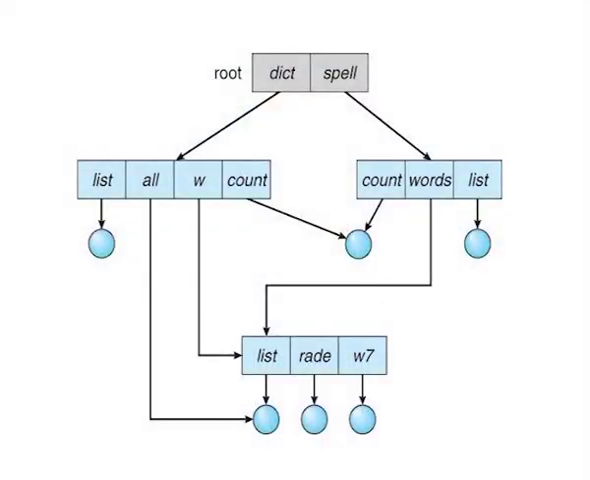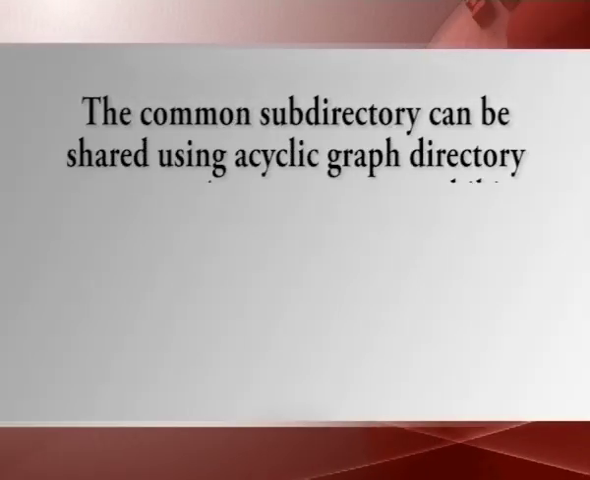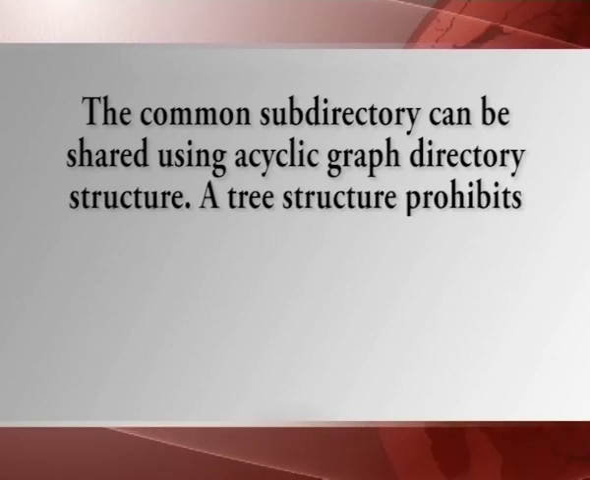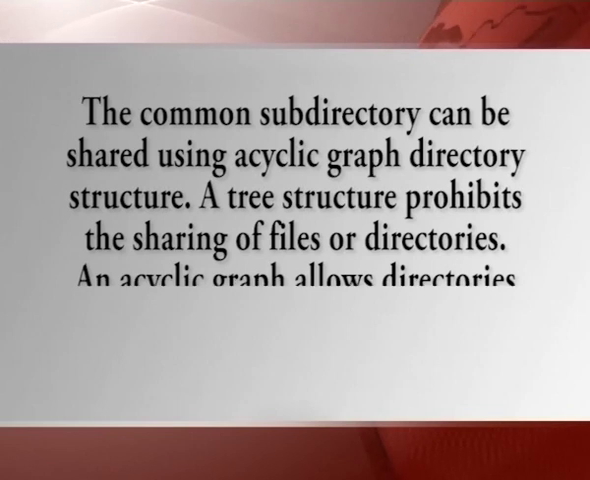In a tree data structure, every file except the root has exactly one parent directory. The acyclic graph is a natural generalization of the tree structured directory scheme, as shown in the figure. The common subdirectory can be shared using acyclic graph directory structure. A tree structure prohibits the sharing of files or directories.